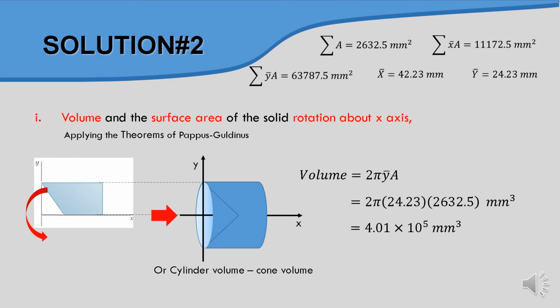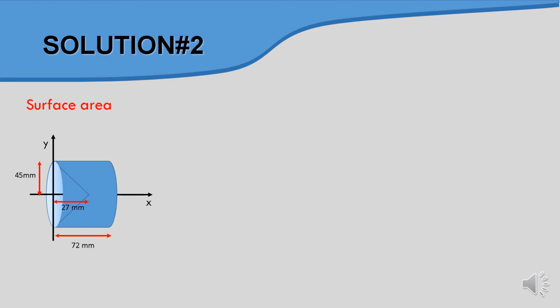You can also solve this problem by using the whole solid cylinder from here. For the volume, the second method is to get the volume of the whole cylinder, and then subtract the volume of the cone. So this is another way to get the volume.